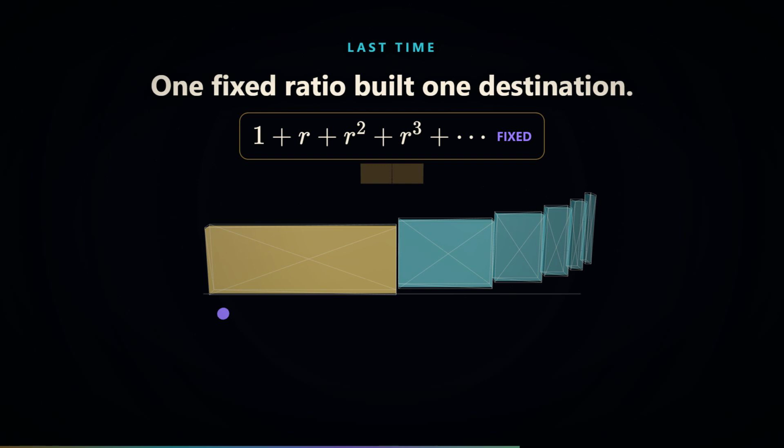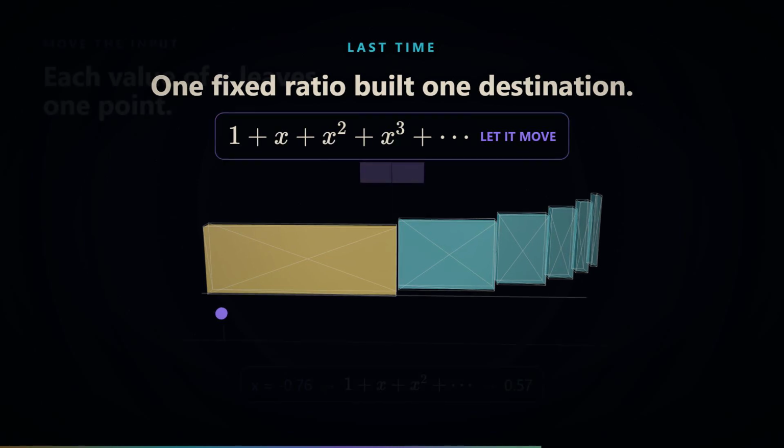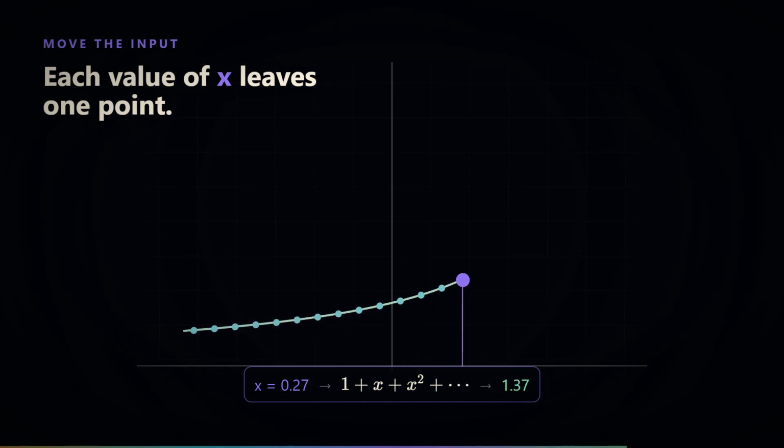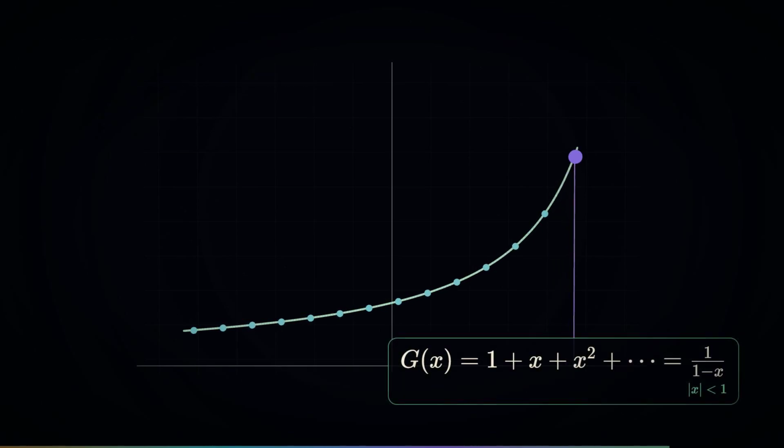Now, instead of fixing the ratio, call it the variable x. Move an x slider. For each input, add 1 plus x squared and onward. When the terms settle, place the result above that input. Sweep the slider and the points trace a function, g of x equals 1 over 1 minus x, where the absolute value of x is less than 1. A series can build a curve, not just a number.